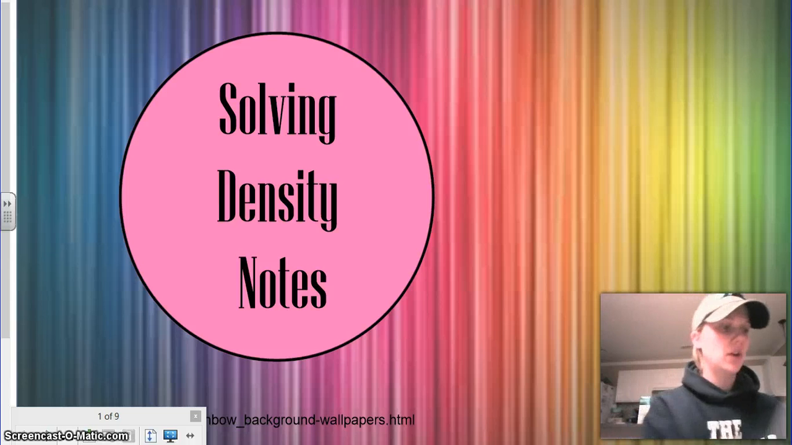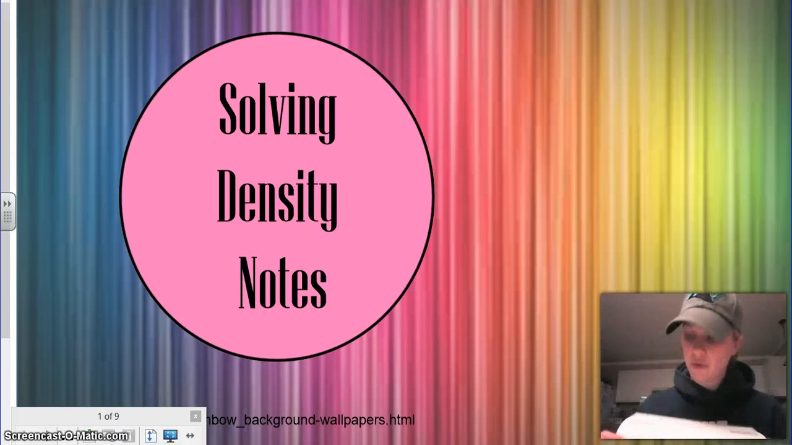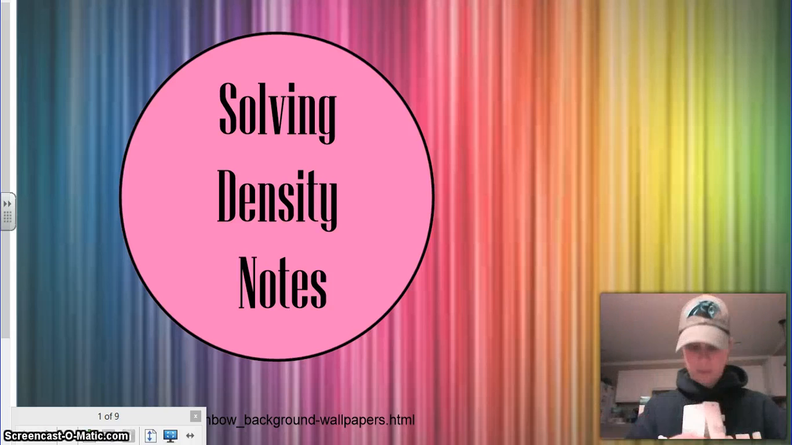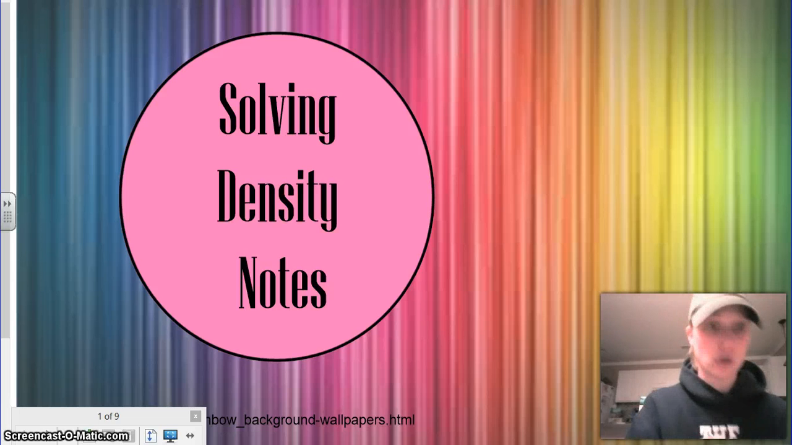So make sure you've got your foldable. Your little foldable had this on the front cover of it. Make sure you folded it. On the inside would be what this is. You'd fold it on the inside like that. We're going to go through solving density, solving mass, and solving volume.